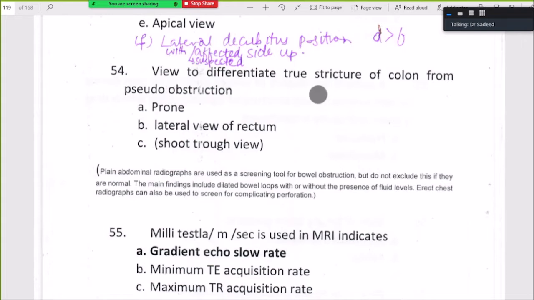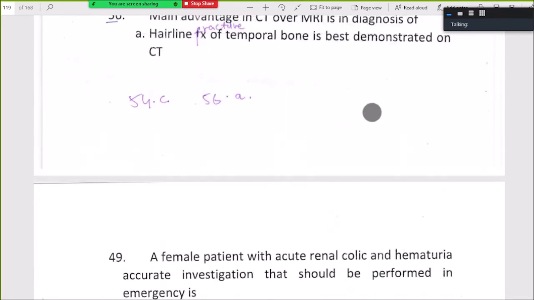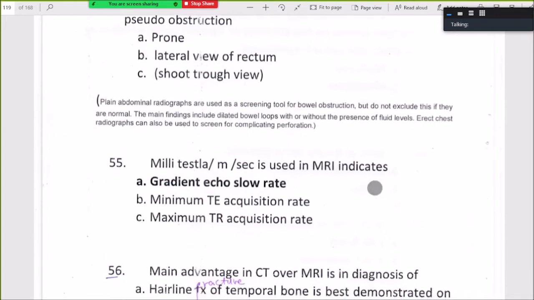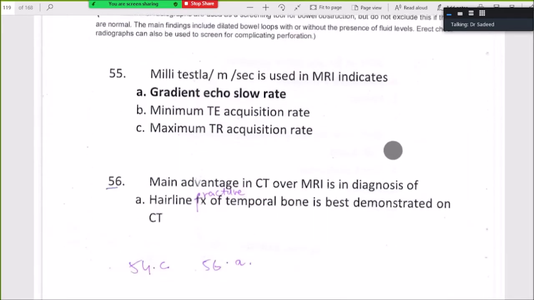54. View to differentiate true structure of colon from obstruction is the shoot through view, lateral shoot through view. Plain abdominal radiographs are used as a screening tool for bowel obstruction, but do not exclude it if they are normal. The main findings include dilated bowel loops with or without the presence of free fluid. The chest radiograph can also be used to screen for complications.